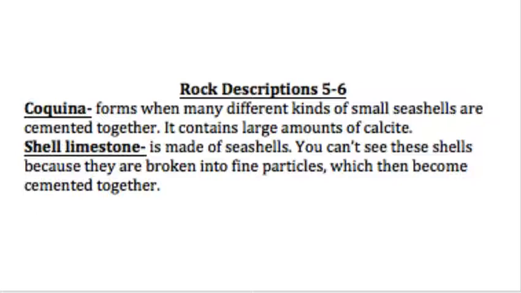Coquina forms when many different kinds of small shells are cemented together. It contains large amounts of calcite. Shell limestone is made of seashells. You can't see these shells because they are broken into fine particles, which then become cemented together.